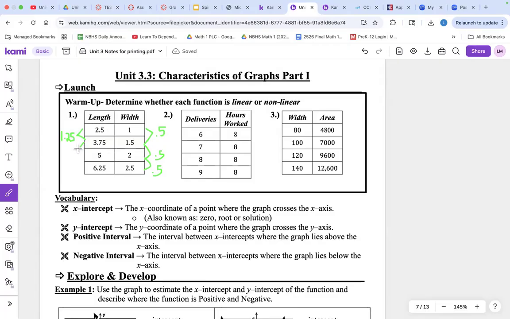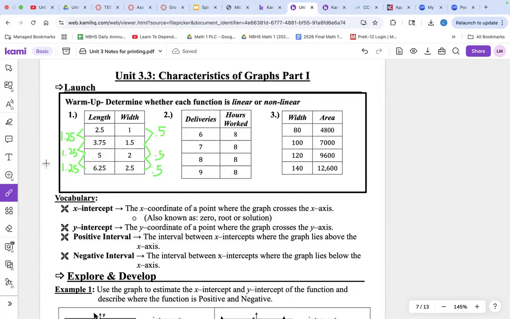Difference here. A buck and a quarter. And our difference here. A buck and a quarter. So in this case, since all of them are the same, then we know this is a line.